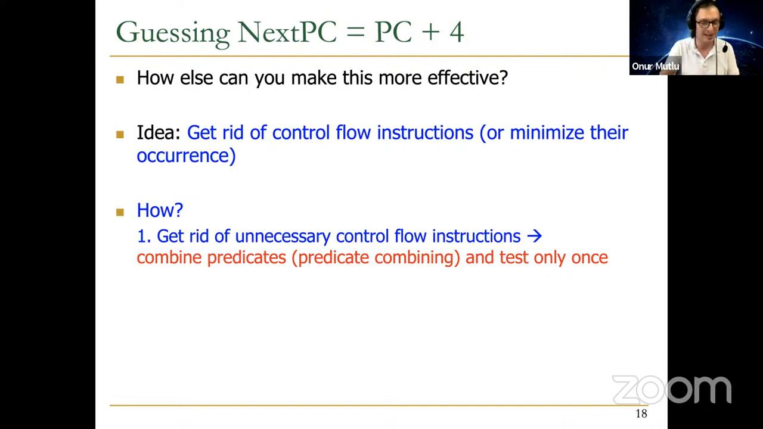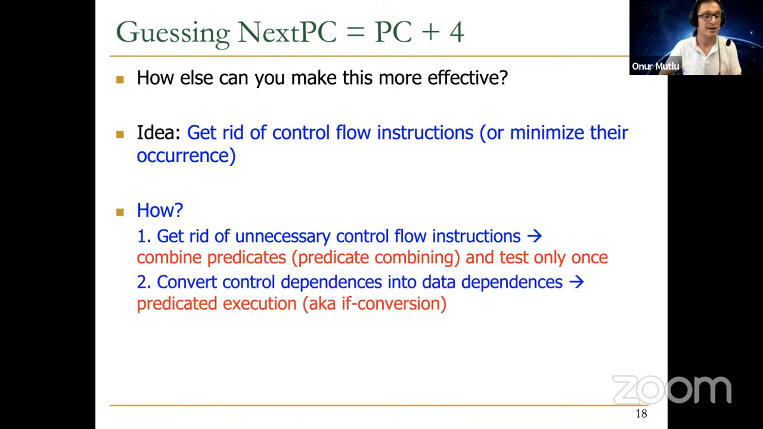Okay, so this is one way. And this is a software way, right? A compiler can actually produce one branch for a single combined predicate. If you're testing if A equals zero and B equals five and C greater than four, instead of having one branch for each, you have a combined predicate and a single branch. Okay, the second idea is what we briefly discussed, converting control dependencies into data dependencies, predicate execution. In other words, if conversion.